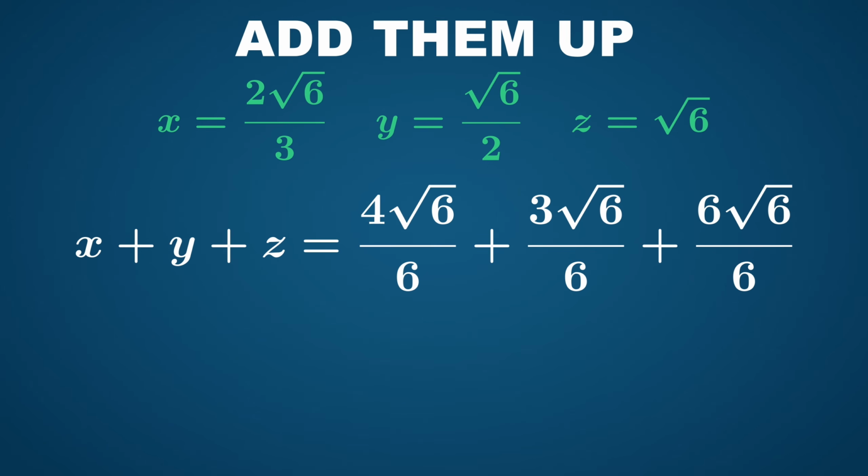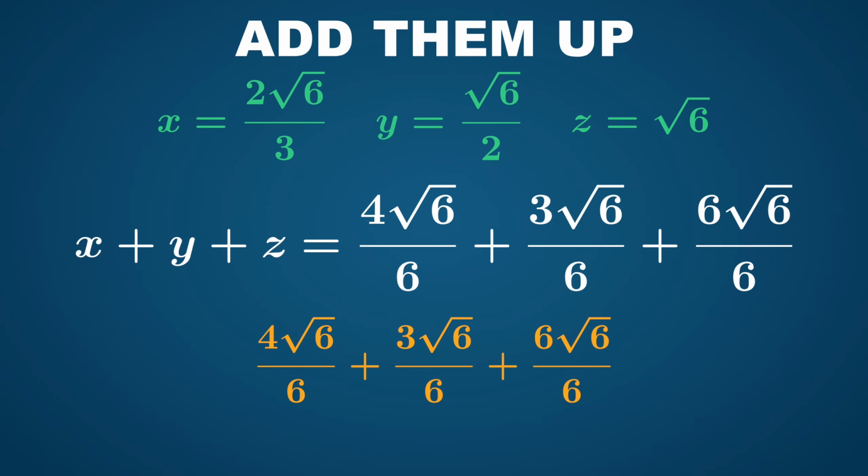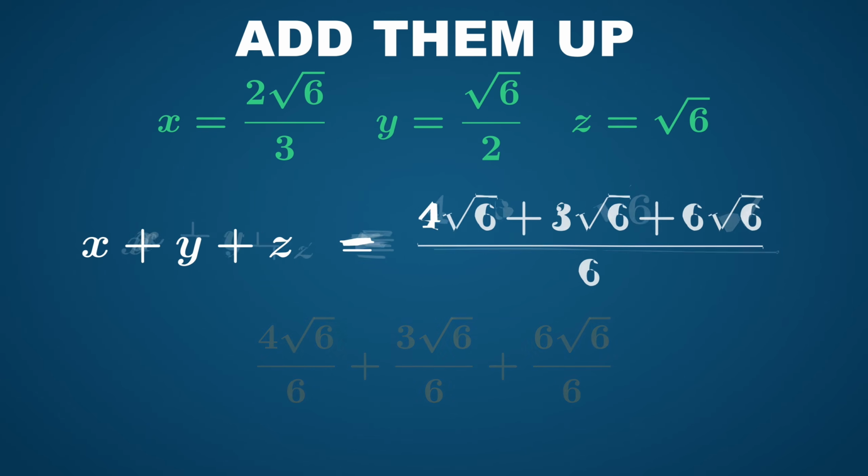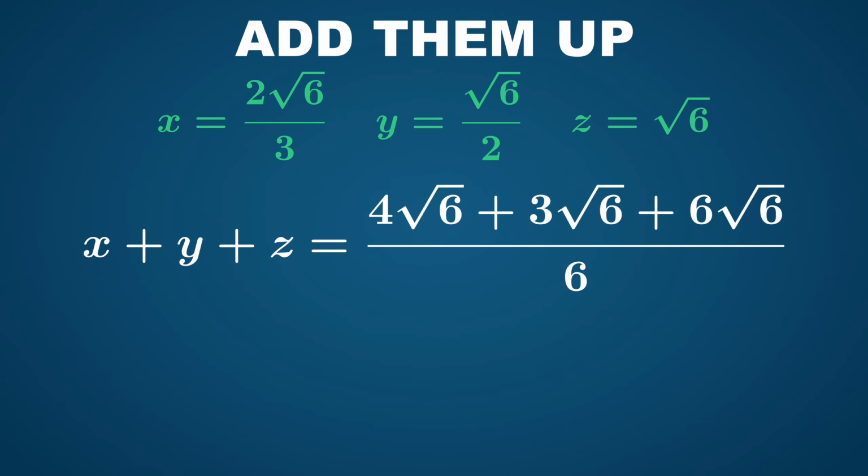Now we can add the 3 equivalent fractions together quite easily. We add 4 root 6 over 6 plus 3 root 6 over 6 right now. We also add the third term of 6 root 6 over 6 to the total sum. Since the denominators are now exactly the same, we add the numerators.